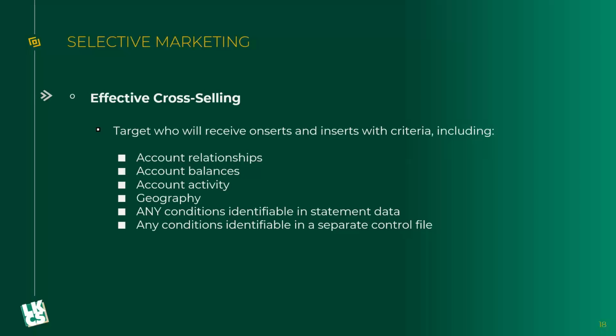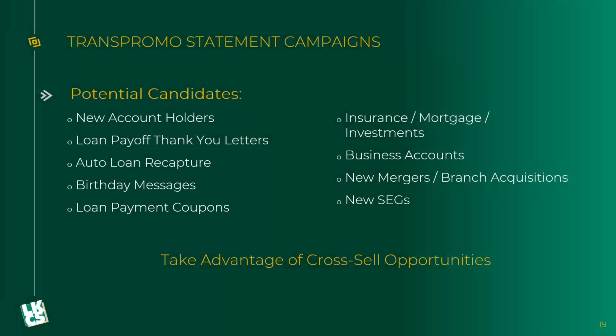We use Aries files a lot for our credit union clients to identify relationships or identify specific combinations of criteria that credit unions want us to target. But we can work with you and your marketing staff to identify these different groups of members and customers that are eligible for these different campaigns, and then trigger those onserts to be incorporated right into the statements.